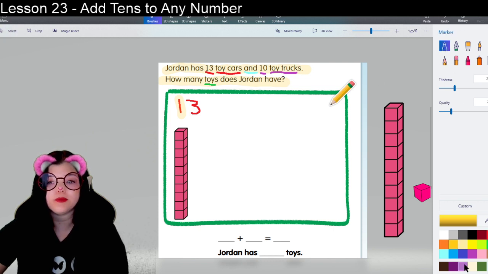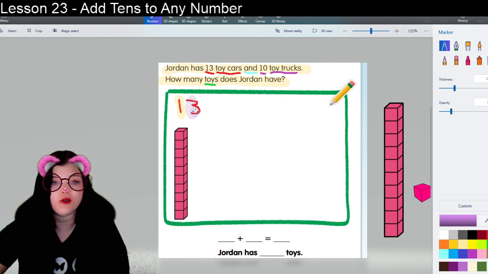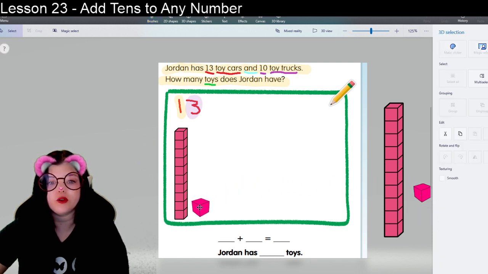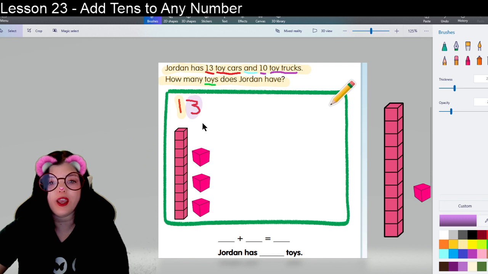Now when I look at the ones place, how many ones in the number 13? Look at your ones place. If you said 3, you are right. There are 3 ones in the number 13. So I'm going to take my 3 ones cubes. 1, 2, 3. And now I can see I have 13 toy cars. But am I done? No. I still need to add my toy trucks.